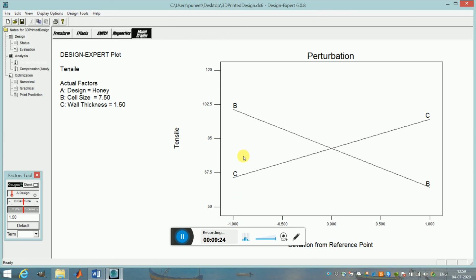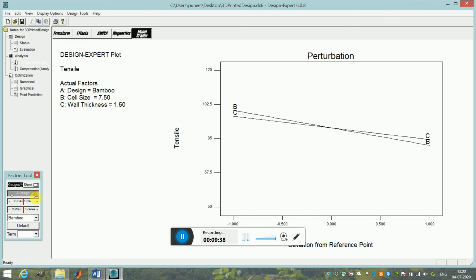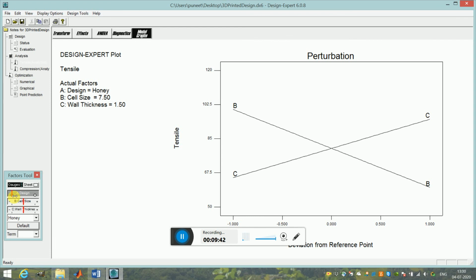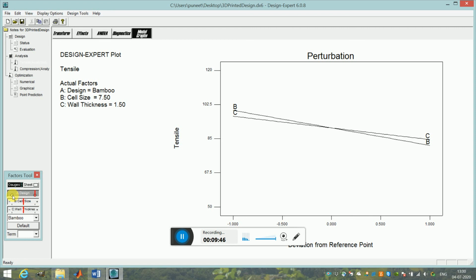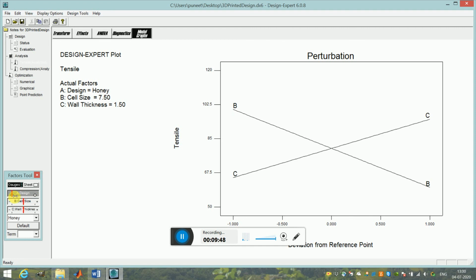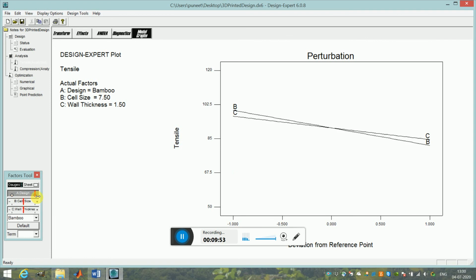A is tensile strength, B is cell design, C is the wall thickness. So this one here is for the first design. For the second design, this is the case. Say the first design is honey, the second design is bamboo. This is the perturbation graph for the honeycomb structure. This is the perturbation graph for the bamboo structure.